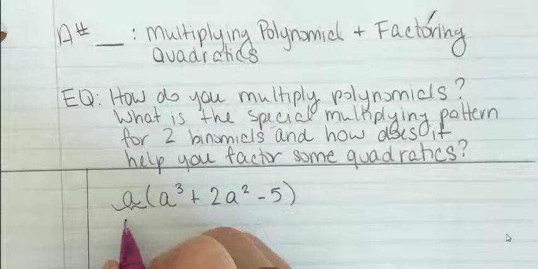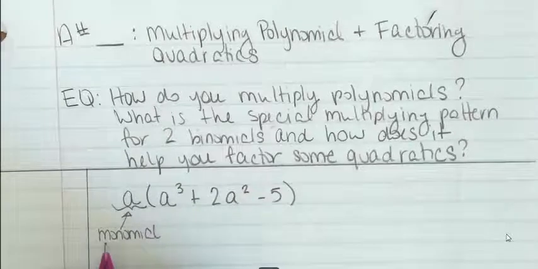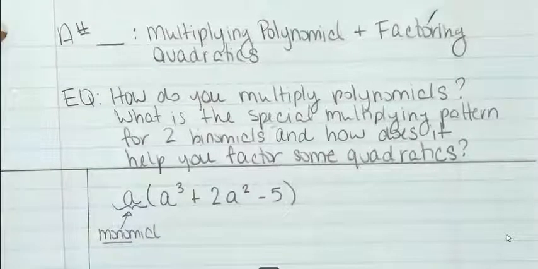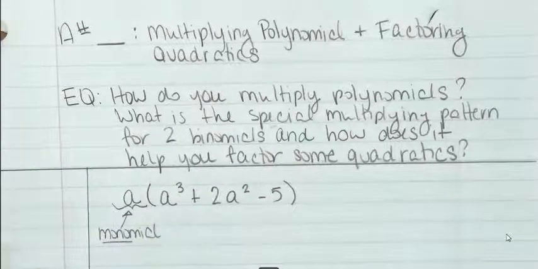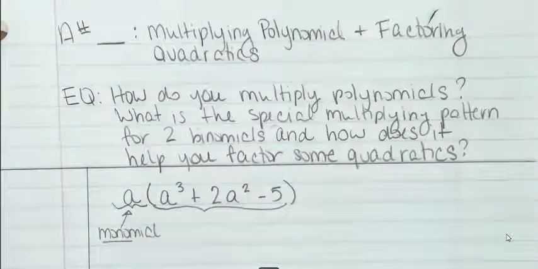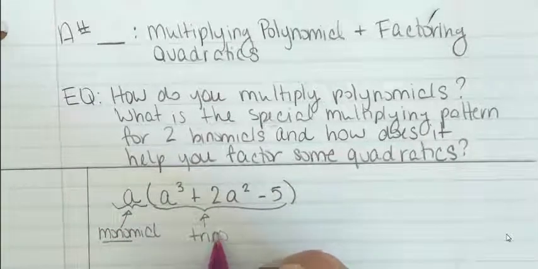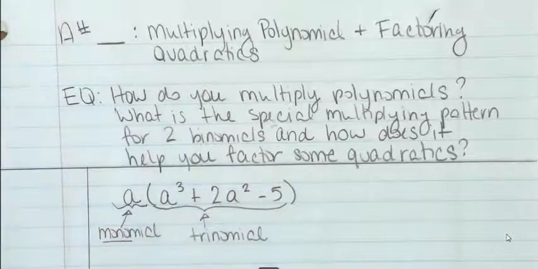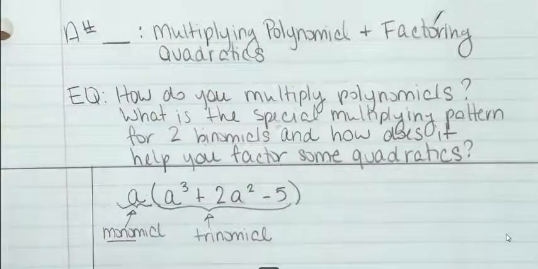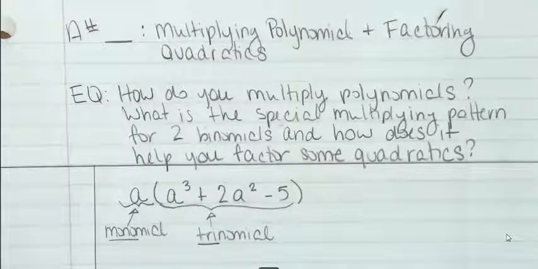Now the first factor right here, we would call this a monomial. Mono meaning one, okay? So monomial. And then the second factor with the three terms, well, what's a prefix that we usually use for things with threes? It's a tri, right? So a trinomial. So this factor is a trinomial. All right, now how do I multiply a monomial by a trinomial? I'm basically just going to distribute.